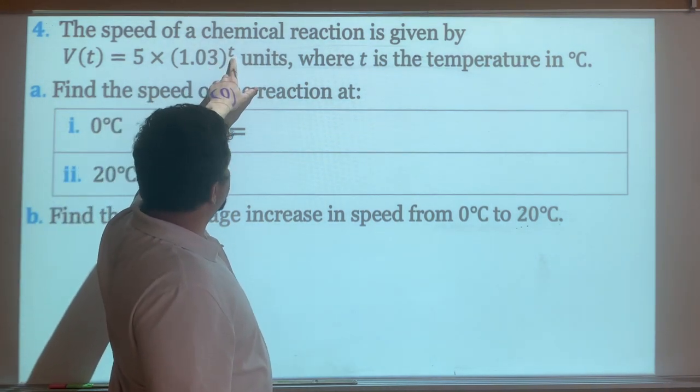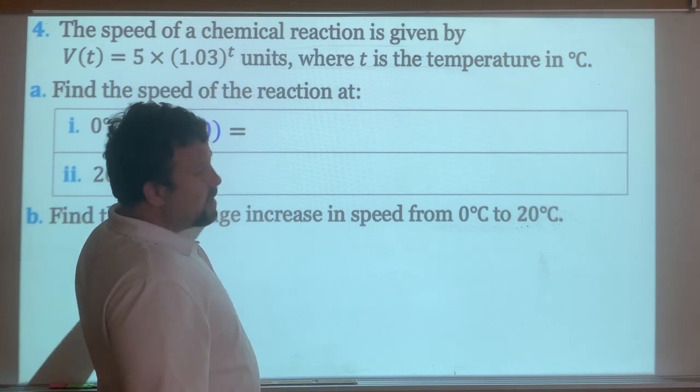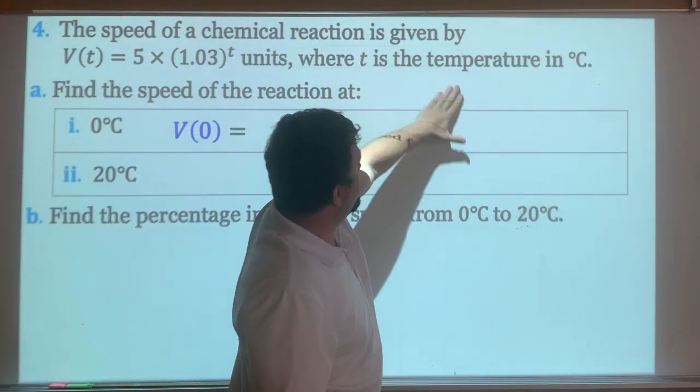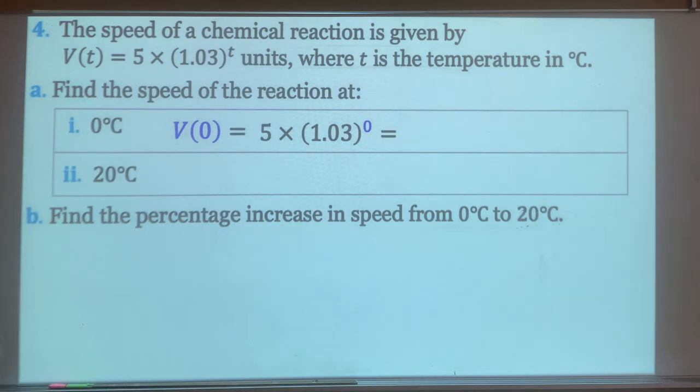Plug in 0 for T, because T now is temperature, not time. You can have different variables equal different things depending on what you have. So 5 times 1.03 to the 0 power is 5 times 1, which is 5. So it's 5 units.